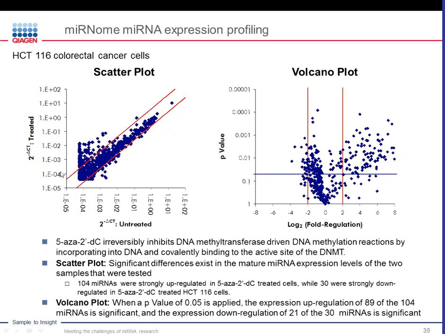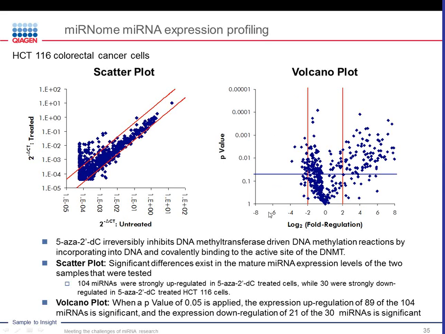Another example, here we have HCT116 colorectal cancer cells that have been treated with 5-aza-2-deoxycytidine, which irreversibly inhibits DNA methyltransferase-driven DNA methylation reactions. And when you look at a scatter plot of levels, 104 microRNAs were strongly upregulated in the treated cells, while 30 microRNAs were strongly downregulated.